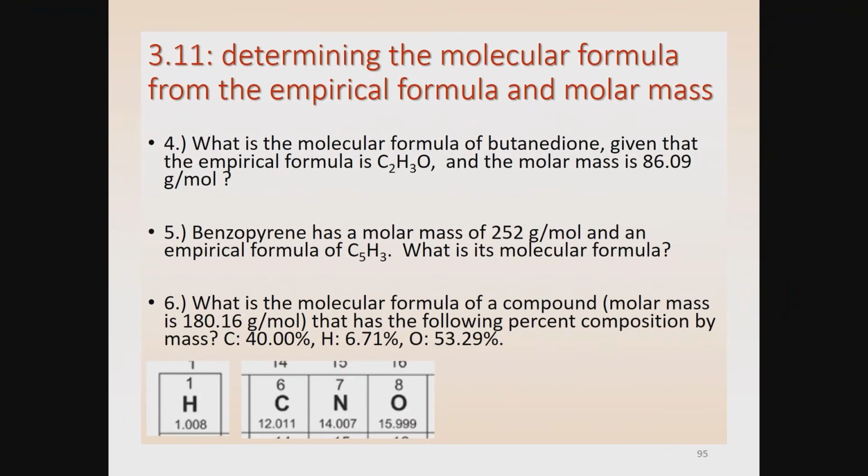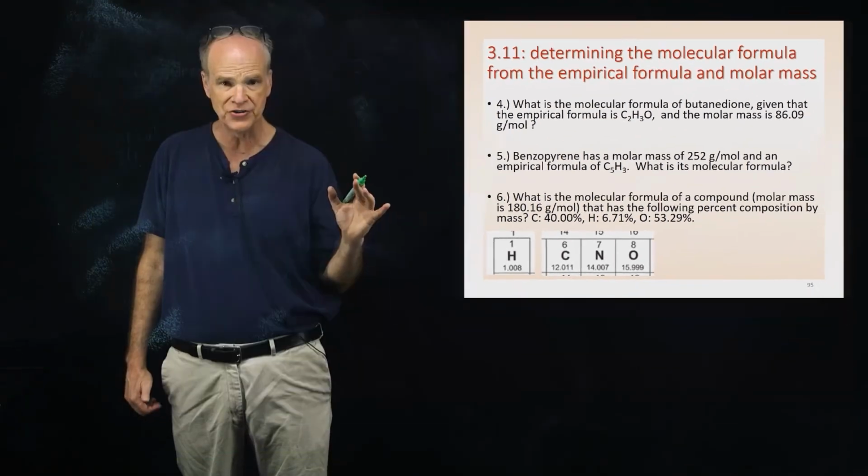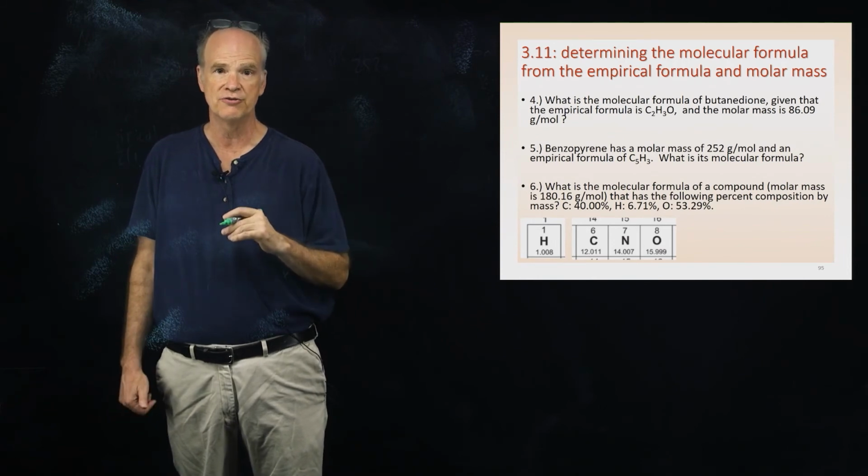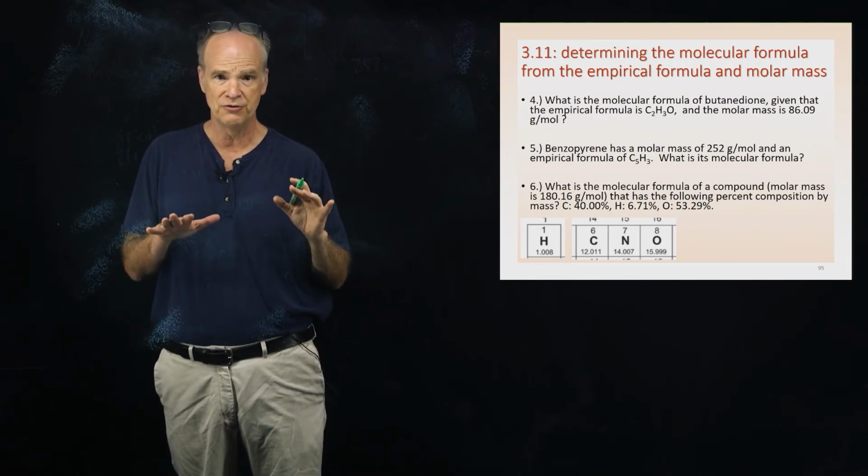What is the molecular formula of a compound whose molar mass is that value, 180 grams per mole approximately, that has the following percent composition by mass. And so we have those percentages of 3 elements there. And this time they're not asking for an empirical formula. They're asking for a molecular formula. But you can bet you're going to probably have to go through the empirical formula first, and then using the molar mass of the compound, go to the molecular formula. So let's get the empirical formula first.